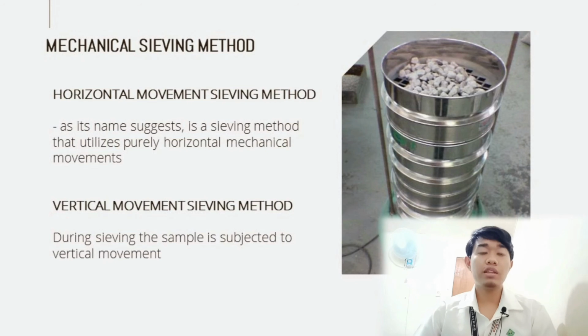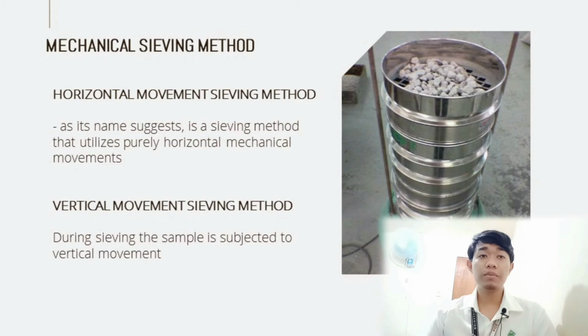And just like what I've said, mechanical sieving method is divided into two groups. First is the horizontal movement sieving method, which, as its name suggests, is a sieving method that utilizes purely horizontal mechanical movements. So, nag-shake siya or nagbabibrate siya horizontally. And yung pangalawa naman ay yung vertical movement sieving method. And as its name suggests ulit, during sieving, the sample is subjected to vertical movements, vertical shaking or vibrations.